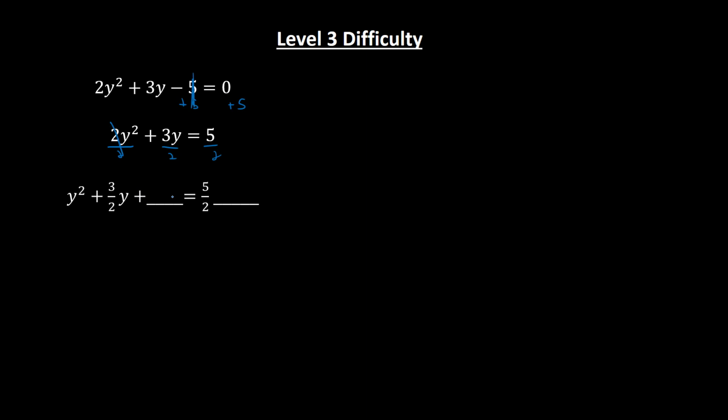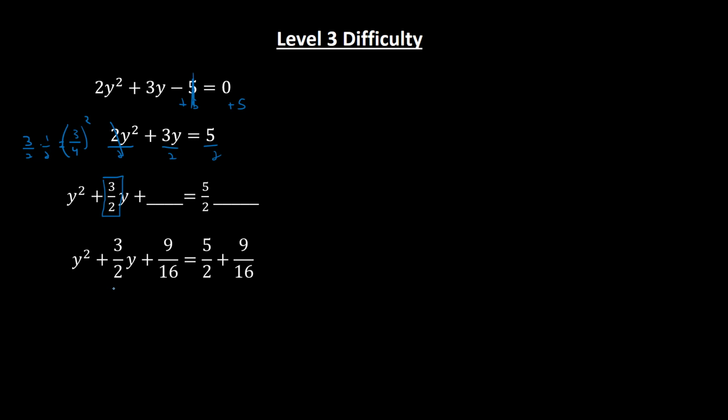And this is level 3 difficulty because filling in this blank is going to be a little trickier, only because we have fractions and people don't really like fractions. But the process is still the same, where to fill in that blank, I need to take half of this and then square it. Well, half of 3 over 2, you take 3 over 2 times 1/2 to get 3/4. So half of 3/2 is 3/4, and then I square 3/4 to get 9 over 16. 3 squared is 9, 4 squared is 16. So that is part of why this is more difficult.